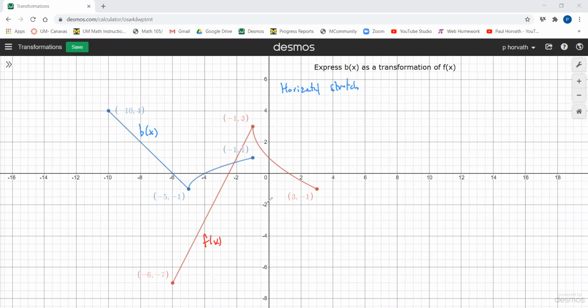or compressions. And let's see if we have one. So f of x is starting at -6 and it's ending at 3, which means that the whole thing is 9 wide. If I look at b of x, we're starting at -10 and we're ending at -1. And so we are also 9 wide here. And so there are no horizontal stretches that happen there. We can do the same thing for vertical stretches or compressions.